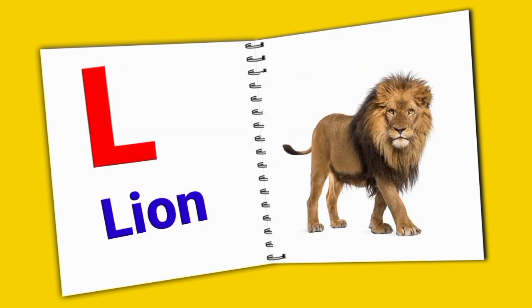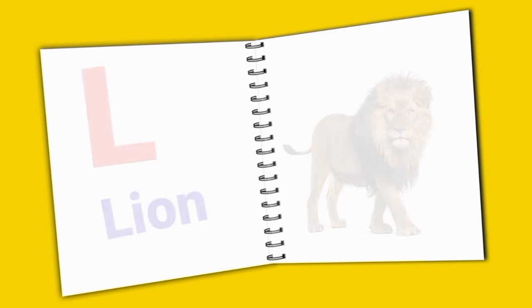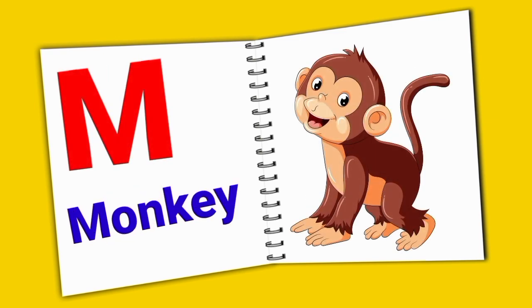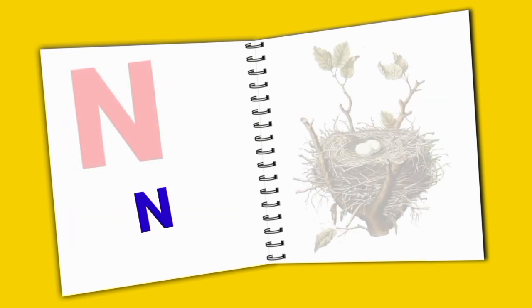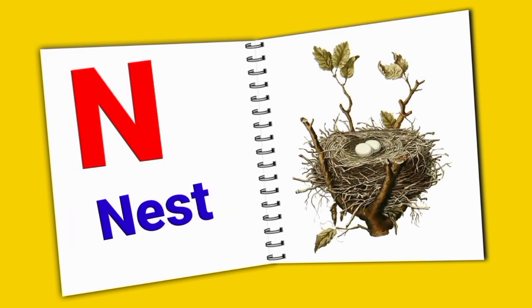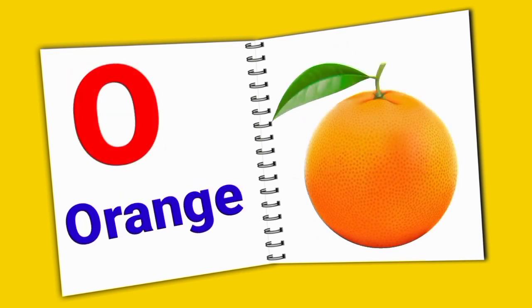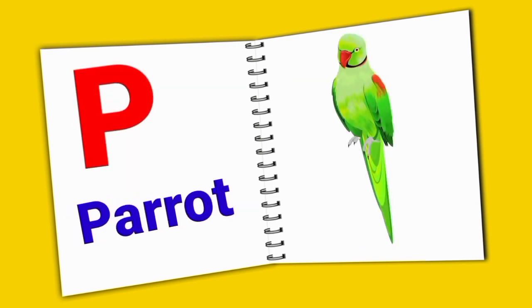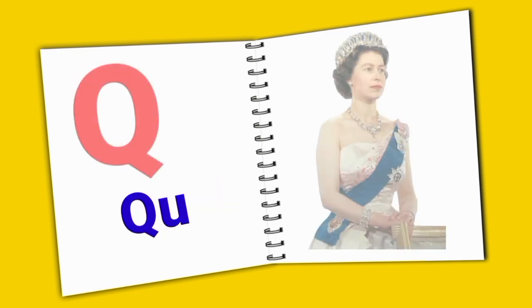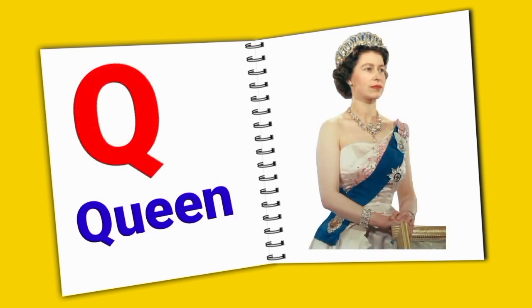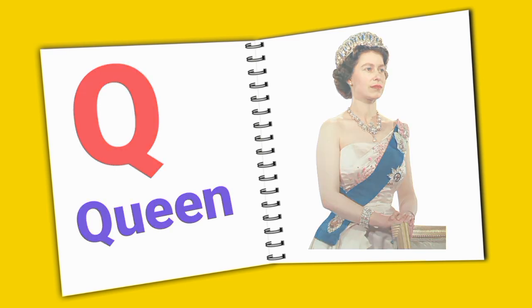L for lion. Lion means sher. M for monkey. Monkey means bandar. N for nest. Nest means ghosla. O for orange. Orange means orange. P for parrot. Parrot means tota. Q for queen. Queen means rani.